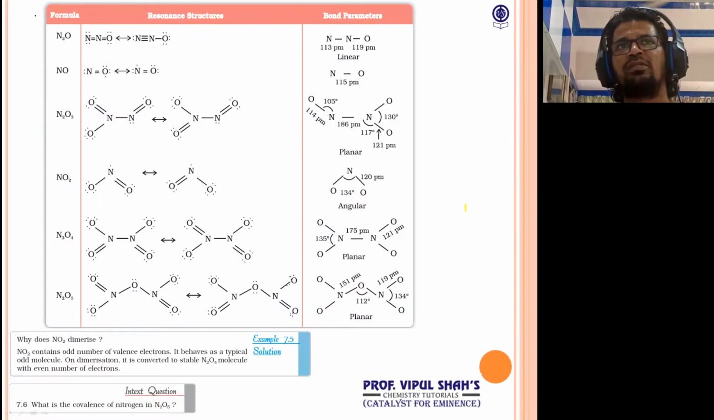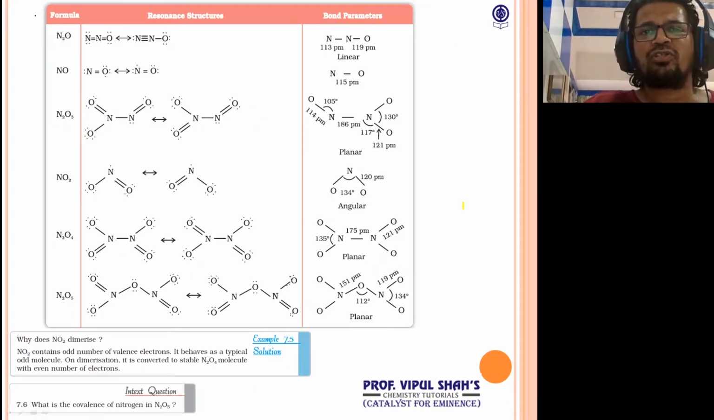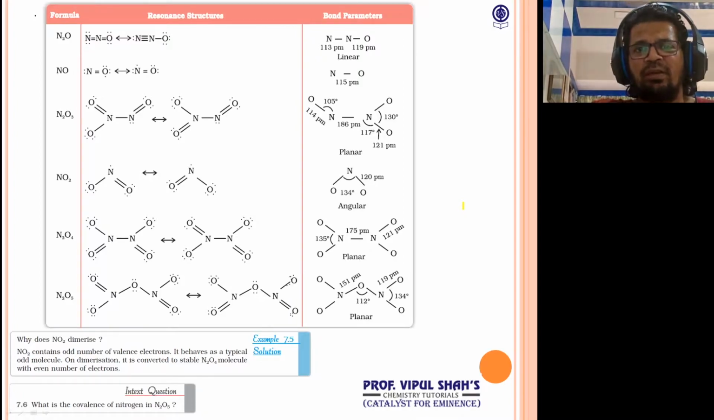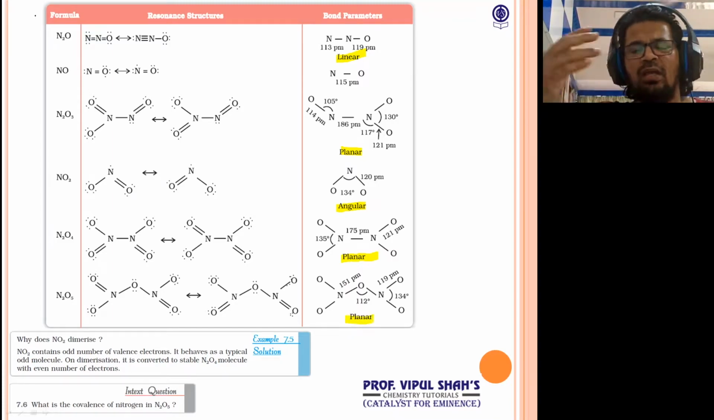Now the next part is about the resonating structures and the Lewis structure. This we discussed everything in the previous one, all of them. Just the most important thing over here is the shapes of the structures. N2O is a linear structure. Then N2O3 is a planar structure. Then NO2 is angular. N2O4 is also planar, and N2O5 is also a planar structure. Let's understand a few in-text questions with respect to the NCERT.